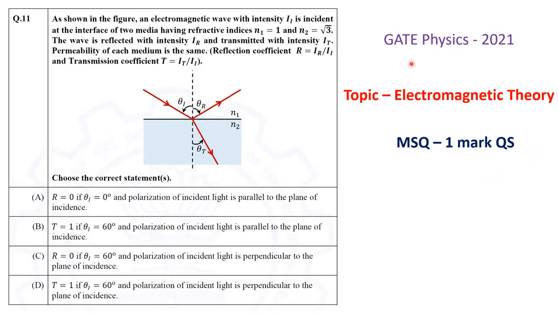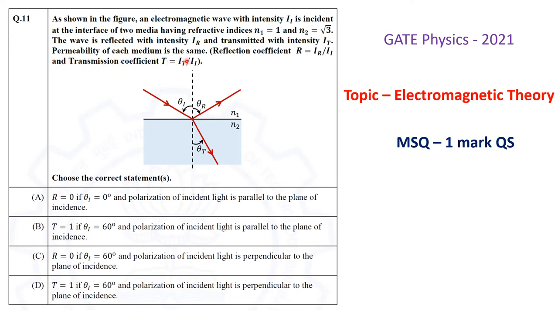This question is from the GATE Physics paper 2021. This is an MSQ having 1 mark and the topic of the question is electromagnetic theory. The question is: as shown in the figure, an electromagnetic wave with intensity I_I is incident at the interface of two media having refractive indices n1 equals 1 and n2 equals √3. The wave is reflected with intensity I_R and transmitted with intensity I_T.